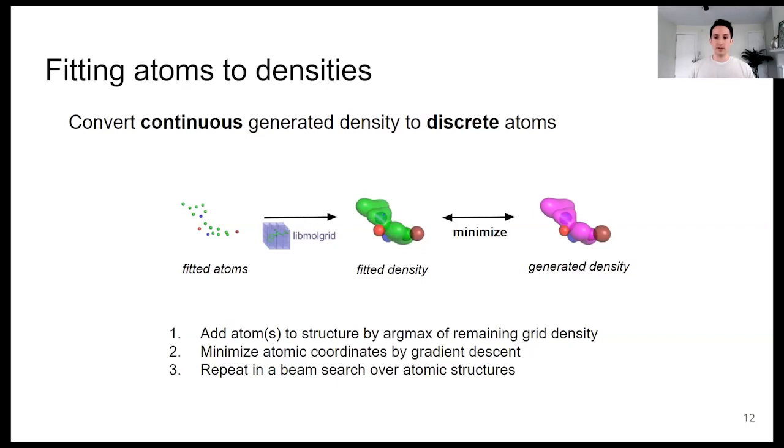Specifically, we can compute the density representation of a set of atoms using libmolgrid, and this density representation is differentiable with respect to the atomic coordinates by design. So we perform an iterative process where we select grid points to add atoms to the current structure based on the grid density. Then we perform gradient descent on the atomic coordinates of the structure, and we repeat this process using the remaining grid density in a beam search.